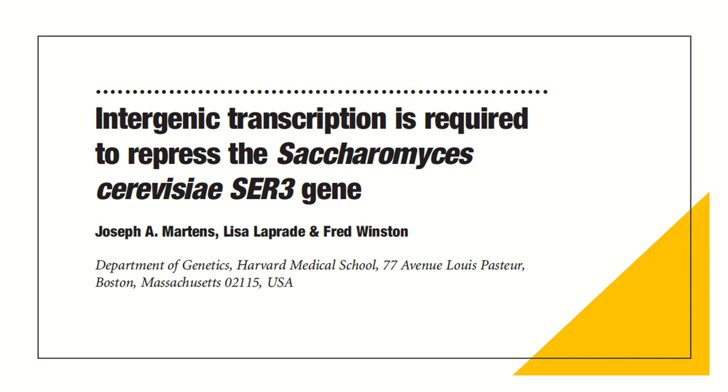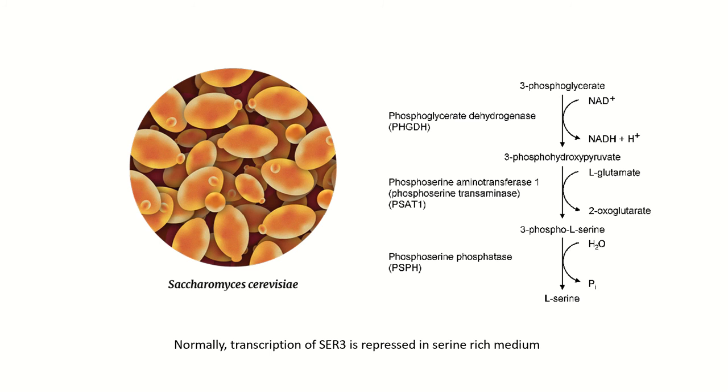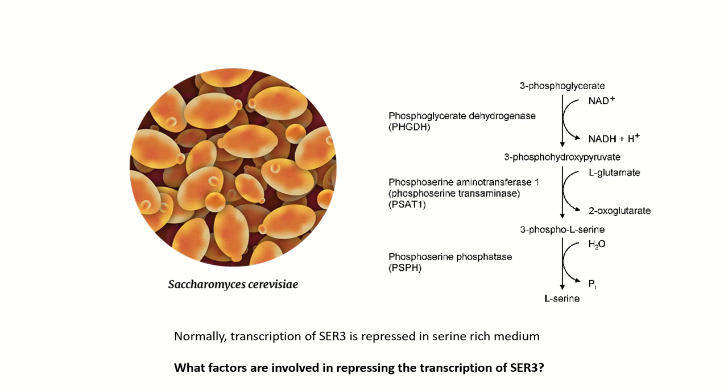Specifically, the authors studied the CR3 gene in Saccharomyces cerevisiae. So S. cerevisiae is a yeast species in which the CR3 gene encodes the enzyme phosphoglycerate dehydrogenase, which is required to catalyze a step in the biosynthesis of serine. Normally, transcription of CR3 is repressed in serine-rich media, and the authors sought to determine what types of factors are involved in repressing the transcription of CR3 in these conditions.